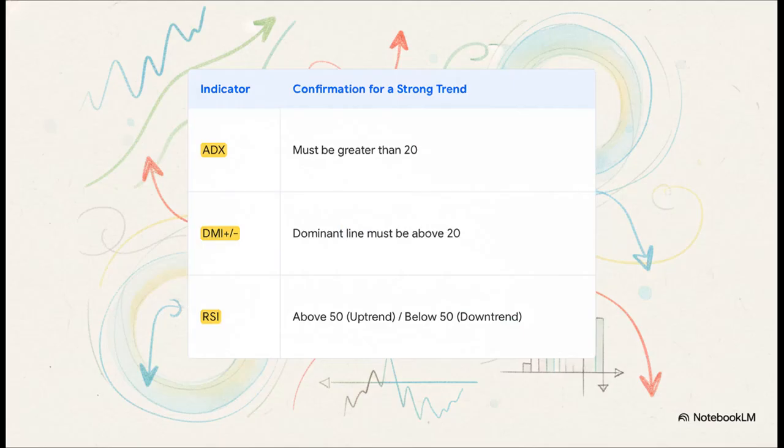Think of this checklist as your final gatekeeper. Everything on this list has to be in alignment. First, the ADX, that measures trend strength, it has to be above 20. Then you've got the DMI, which shows trend direction.